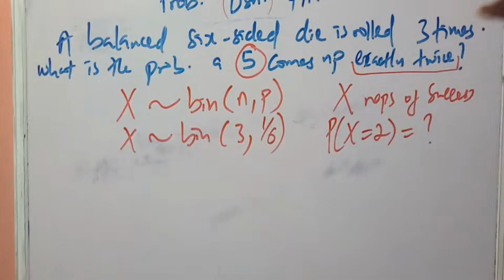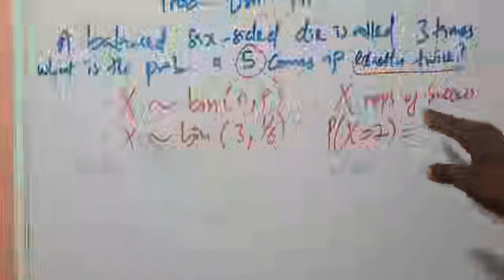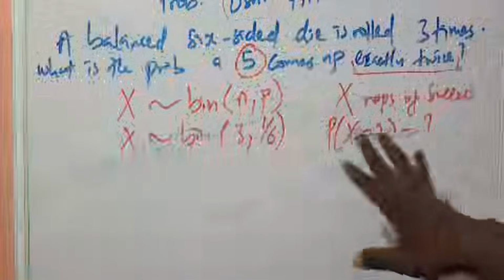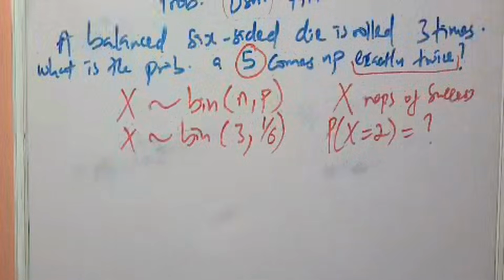What's the probability that a 5 comes up exactly twice? There are many other questions that can come up. You can ask, what's the probability that it comes up exactly 3 times, or exactly once, or at least 2 times, or at most 2? Those are many possibilities that you should be expecting. All right, now they want the probability that it comes up exactly twice.